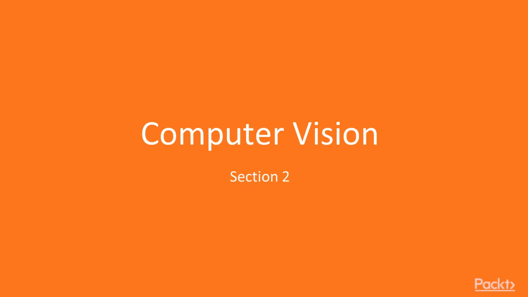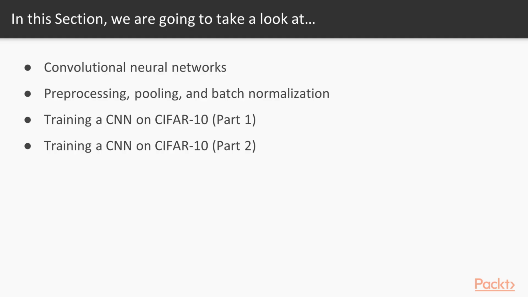Welcome to Section 2, Computer Vision. In general, computer vision refers to methods for acquiring, processing, and understanding digital images. In this section, we will focus on image classification, the task of determining which label to assign to a given image. We will begin by providing an overview of convolutional neural networks, which are the main neural network architecture for computer vision tasks. Then we will dive into the nitty-gritty details of preparing images for consumption by neural networks, as well as two techniques found in most computer vision models called pooling and batch normalization.